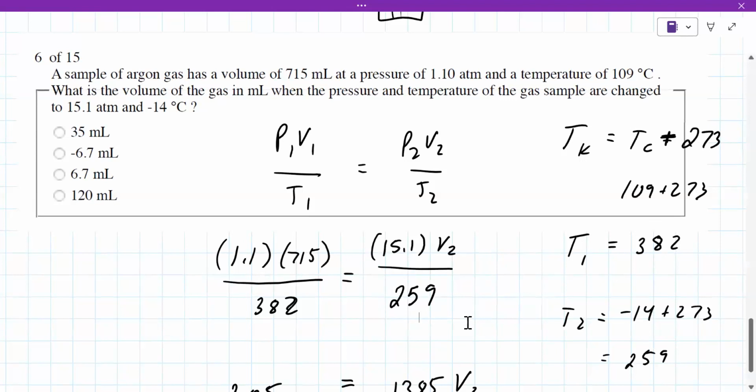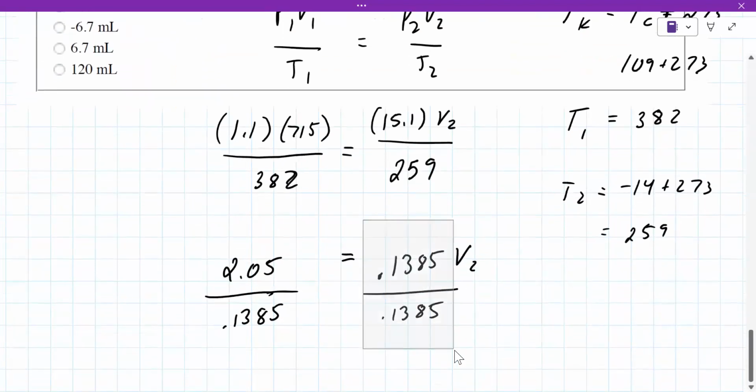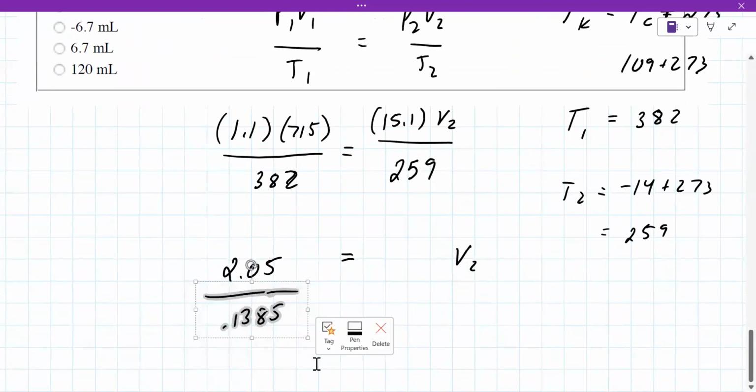Right, I found it. So you saw me just correct this. I muted myself just to figure it out. 259 down here in the bottom. For some reason, I just used 109, which is really bad. So that changes this number on the right, but it will give you the correct answer. So why don't you recalculate 15.1 over 259?